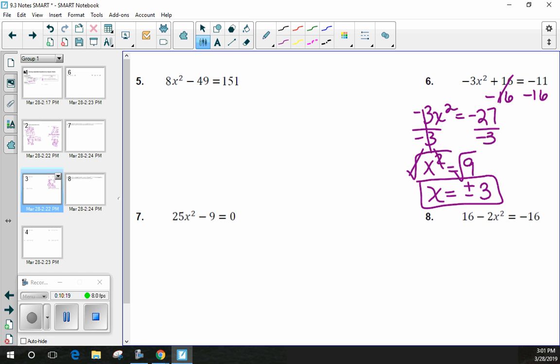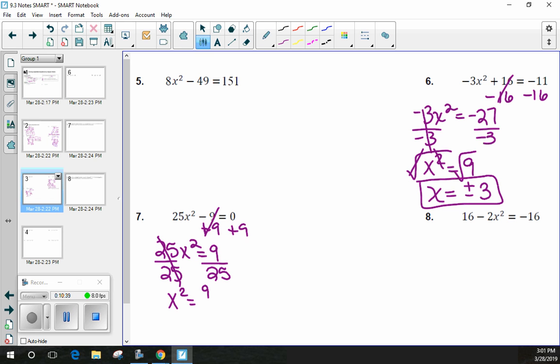One more. Let's see, number 7 here. We can move the 9 to the right side. Rewrite this as 25x squared is equal to a positive 9, then divide by 25. Now, does 9 divide nicely by 25, y'all? No. So then guess what? Just leave it as a fraction.